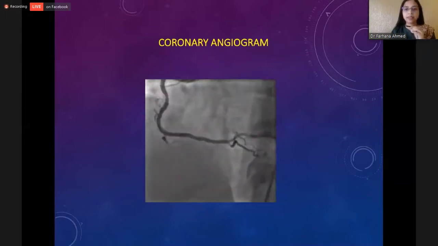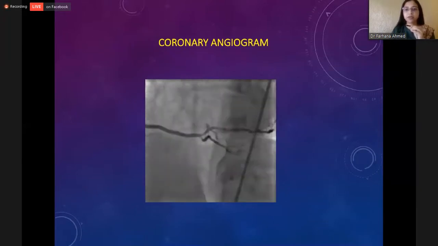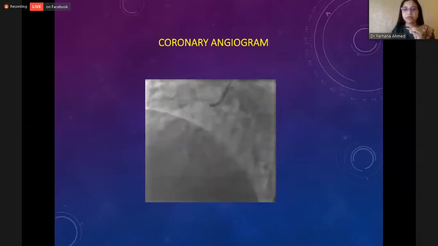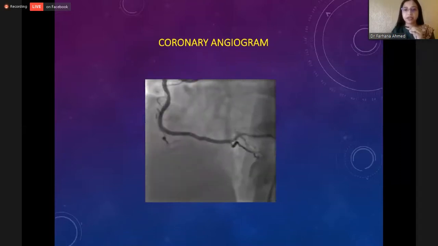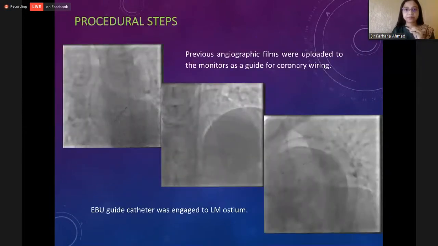As the lesion is apparently very simple, and after discussion with the patient, we wanted to go for zero contrast PCI 7 days after this angiogram. Meanwhile, we checked for any deterioration of CKD, but the patient was stable and his creatinine was stable.